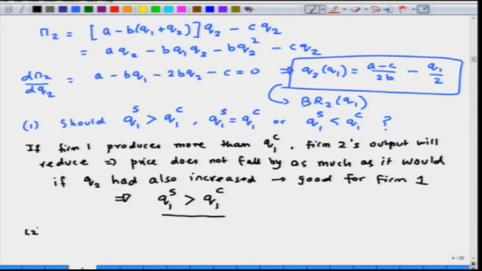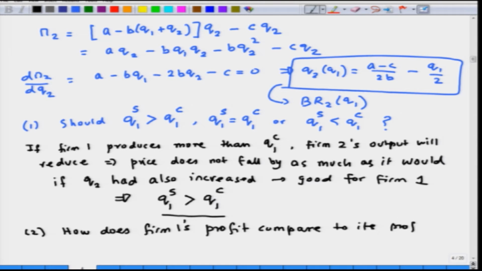Now, let us ask, how does firm 1's profit compare to its profit under the Cournot model? Again, let us think about this. In other words, we are asking what we can say about the profit that firm 1 gets in the Stackelberg model versus the Cournot profit.